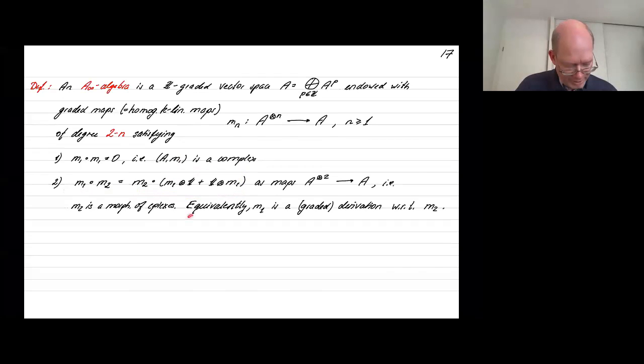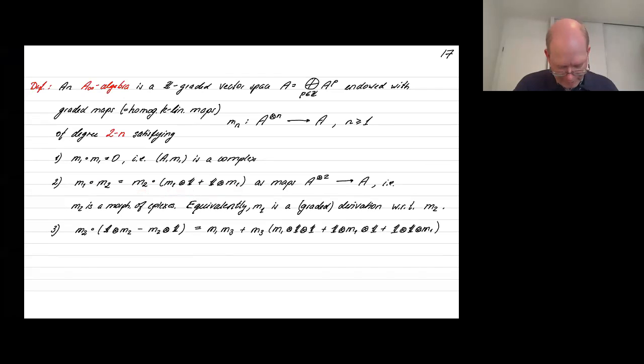Another equivalent way of saying it is that M1 is a graded derivation with respect to M2. Here we first multiply and then we apply the derivation. And here on the right-hand side, you recognize the Leibniz rule. You first apply the differential to each of the arguments and then you multiply. So these are two equivalent ways of seeing this equality.